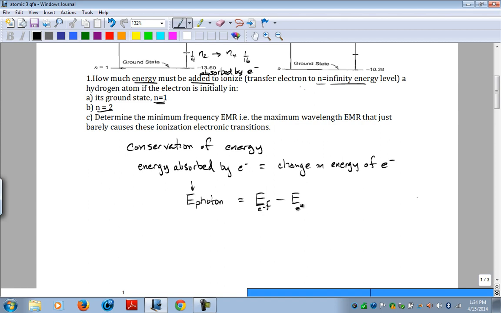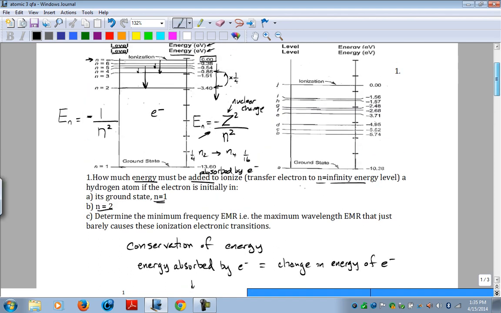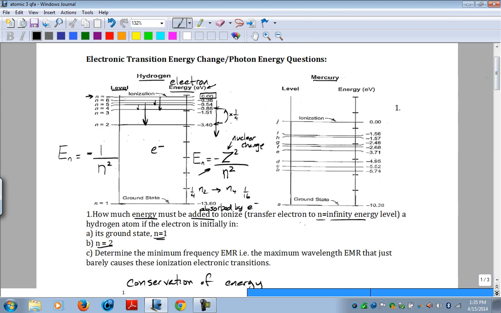So final electron energy minus initial. And we don't have to use any fancy formula for that. We do have a whole bunch of energy level values already written. Come to think of it, we need an energy term in the Bohr equation here.